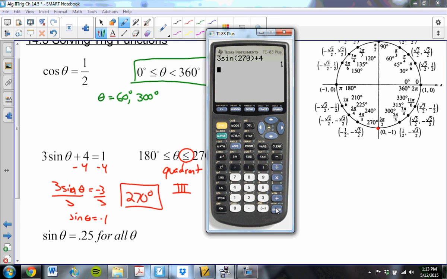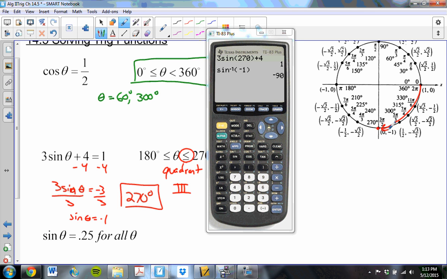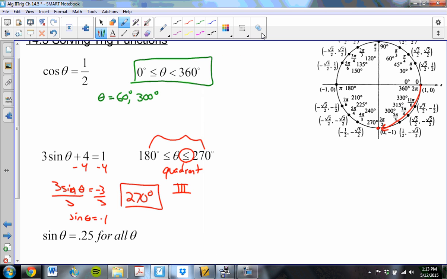And of course we could have done sine inverse. If I do sine inverse of -1, that gives me a -90. So it's thinking about it like in quadrant 4, but -90 isn't within our region. -90 isn't between 180 and 270. So I have to take that and find a reference angle or find a coterminal angle and put that in quadrant 3, so it's 270.